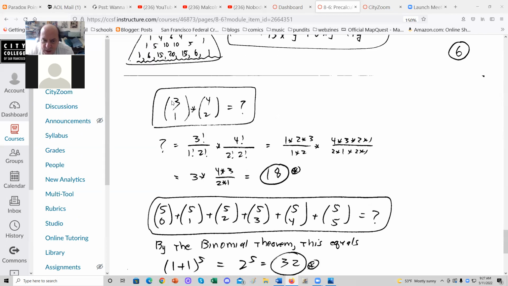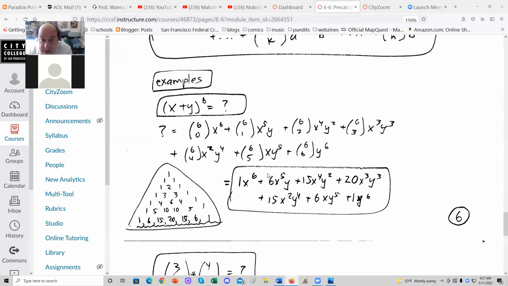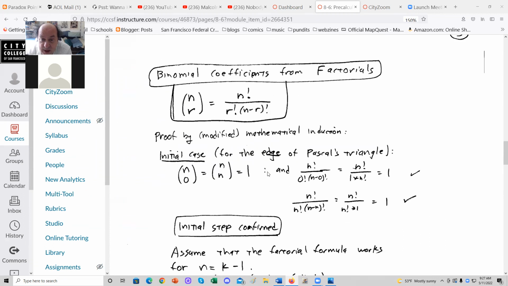We give an example. 3 choose 1 times 4 choose 2. 3 choose 1 is 3 factorial over 1 factorial times 2 factorial. 4 choose 2 is 4 factorial over 2 factorial times 2 factorial. Here we have 1 times 2 times 3 over 1 times 1 times 2. This is 4 times 3 times 2 times 1 over 2 times 1 times 2 times 1. And so usually things cancel out. The 2 times 1s cancel, and so on. Get 18.